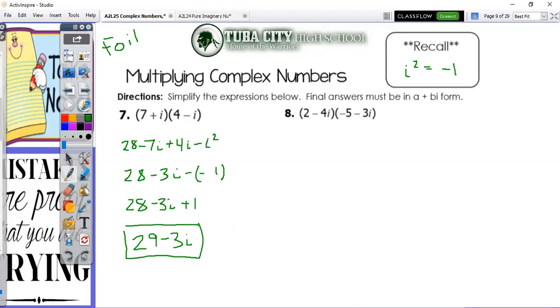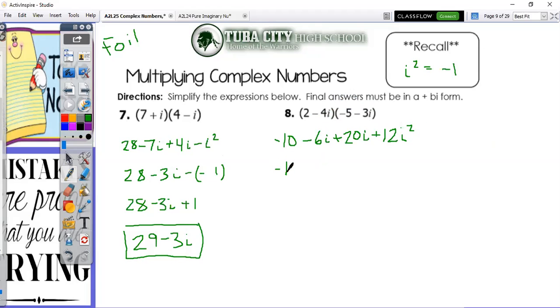Moving on to number 8. Using our FOIL, first number, so 2 times negative 5, it's going to make a negative 10. Outside numbers, and again, watch out for these signs, so that's going to be negative 6i. Inside here, I have negative 4 times negative 5, so that's going to be plus 20i. And let's see, what am I going to have for this last one here? Negative times negative, my last two numbers, that's going to be a positive. 4 times 3 is 12. i times i is i squared.